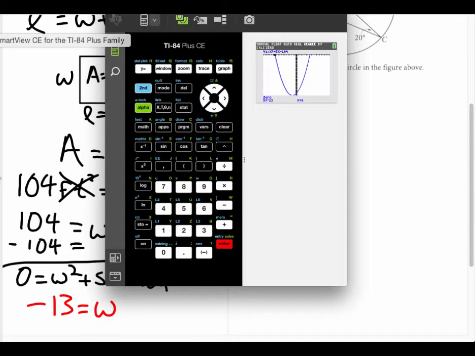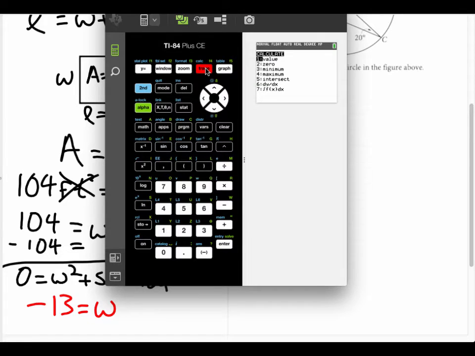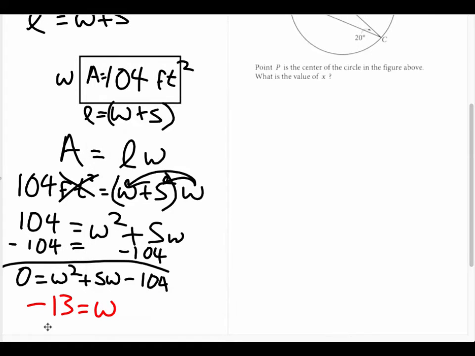In other words, W can equal negative 13. We'll verify that in a second. Now I've got to do the other one. So I hit second trace, go down to zero again, and do the same thing on the other side. It says left bound, so I move that cursor till it's just a little bit to the left of the x-axis. Remember that when Mr. Adams says the x-axis, that's the horizontal axis. So I hit enter. Now for the right bound, I'm a little bit to the right, it's off the screen, but I know it's there. I hit enter, and it says 8. So 8 is the other solution.